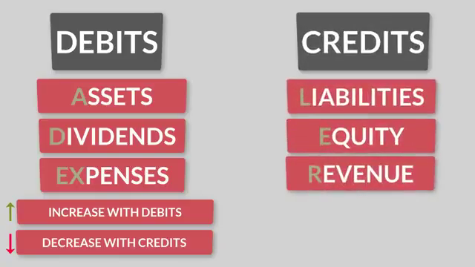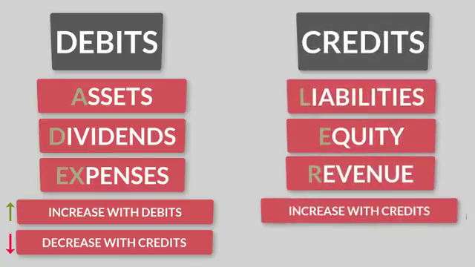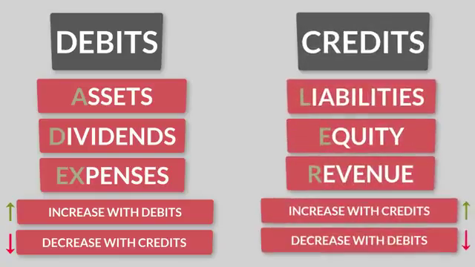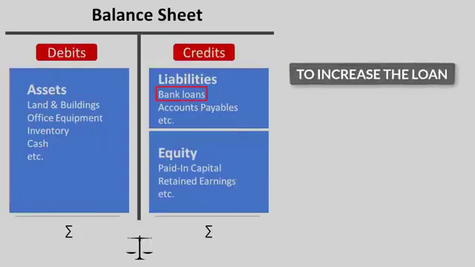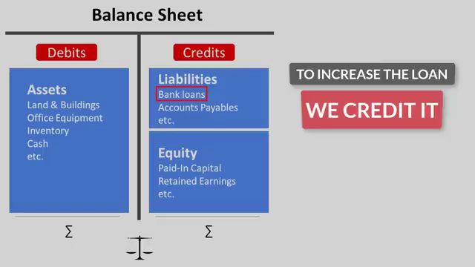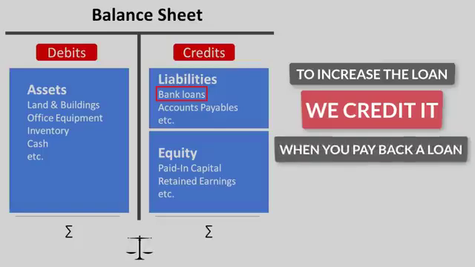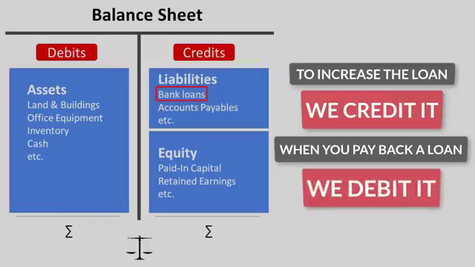LER are credits. The balance of these accounts increases with credits and decreases with debits. Take a loan, for example, which is a liability. When you take out a loan, you credit the loan account. When you pay back a loan, what do you do? You debit the loan account, which will reduce its balance. So that's really all there is to it.